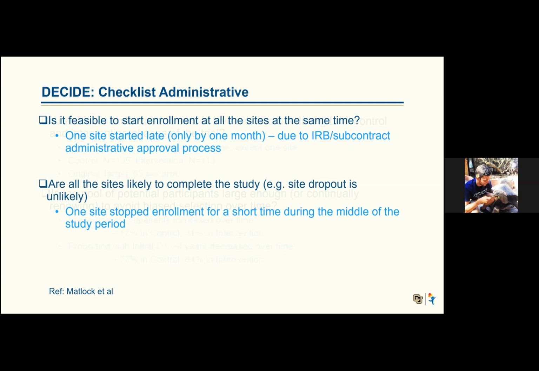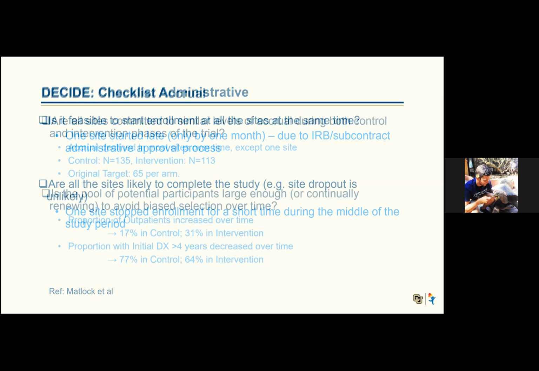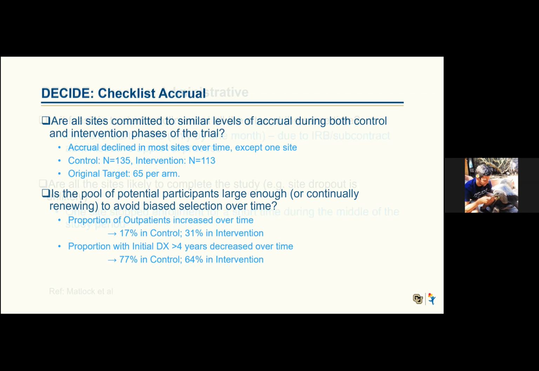So accrual, are there similar levels of commitment throughout both phases? Well, accrual did decline in most of the sites over time. One site did go up. So there were more in the control than the intervention, but since we over accrued by quite a bit, it turned out not to be a problem, but it could have been a problem.